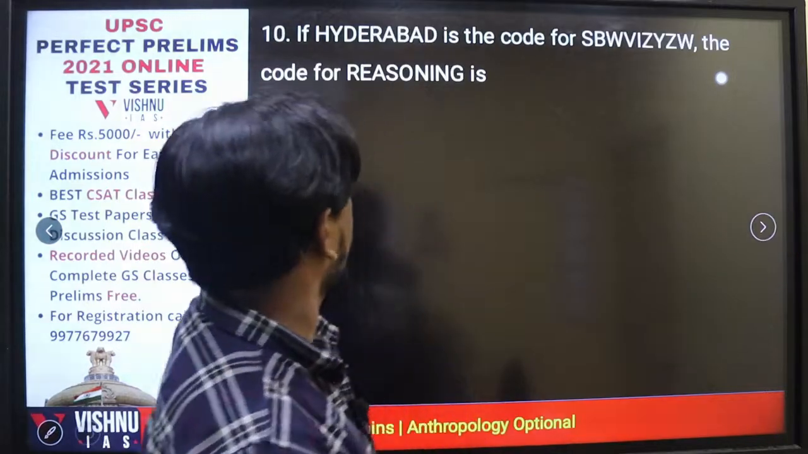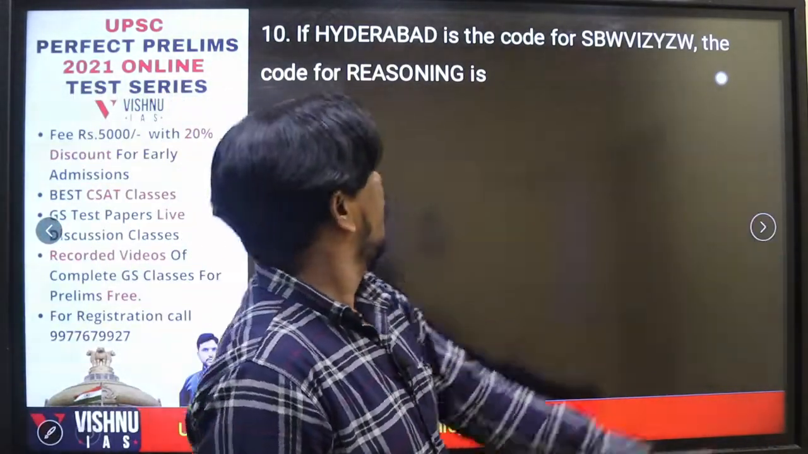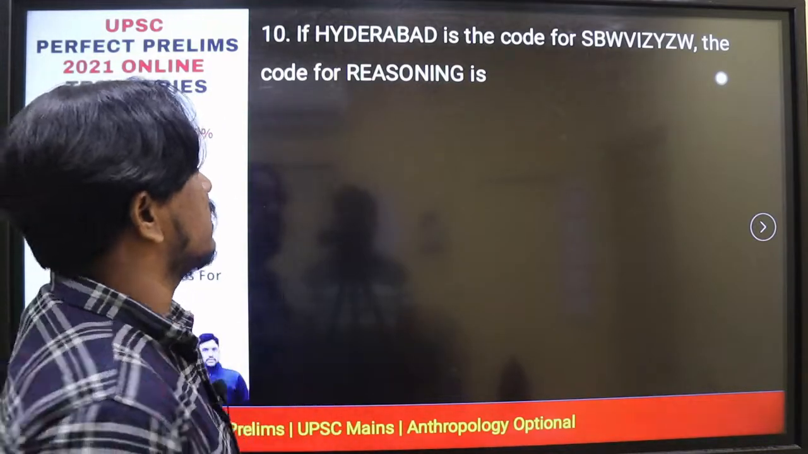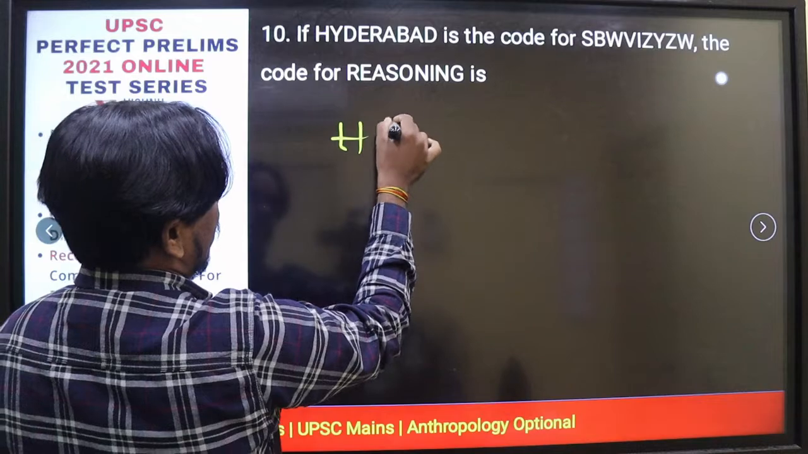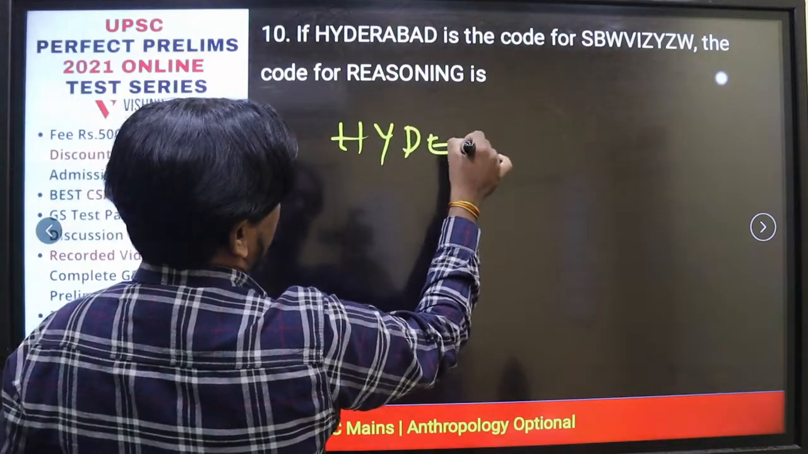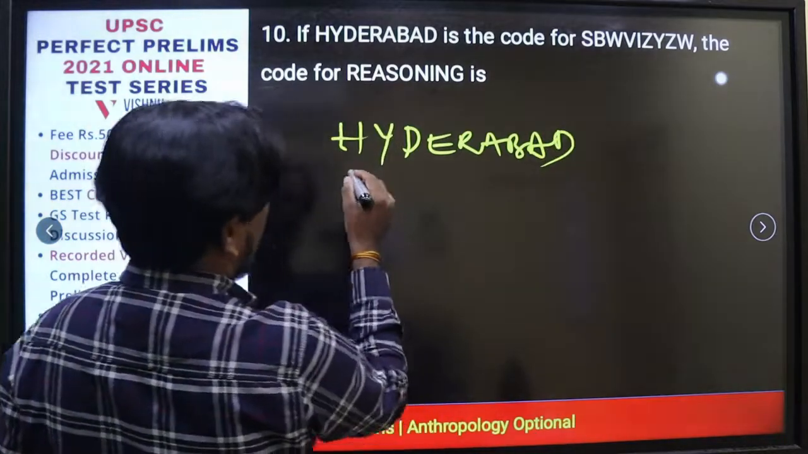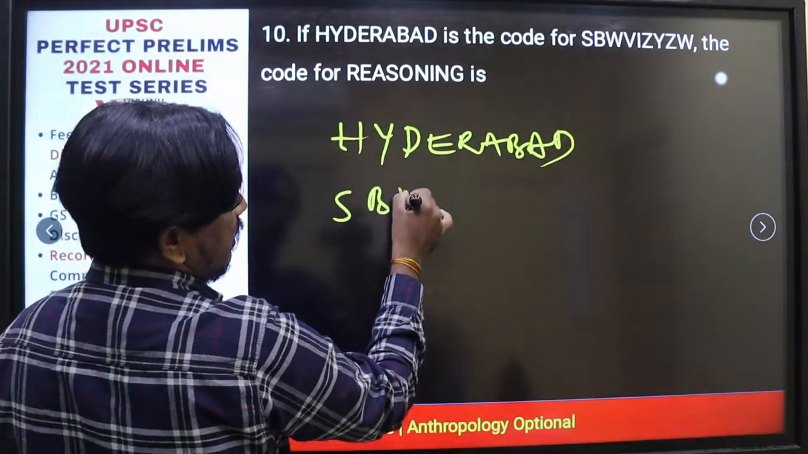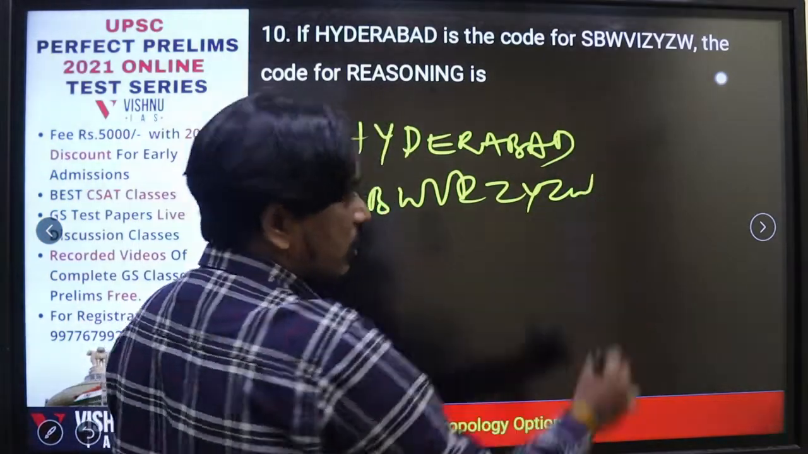We'll take one more question. Hyderabad is coded in this way. And what is the code for this? How is Hyderabad coded in this way? Just observe all the letters particularly. N S B W V I Z Y Z W.